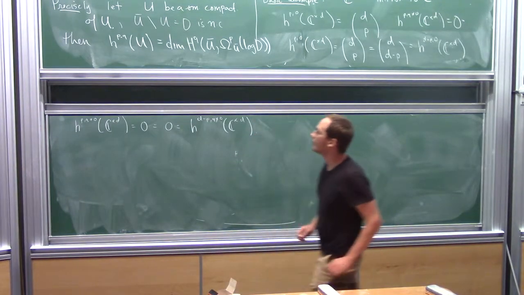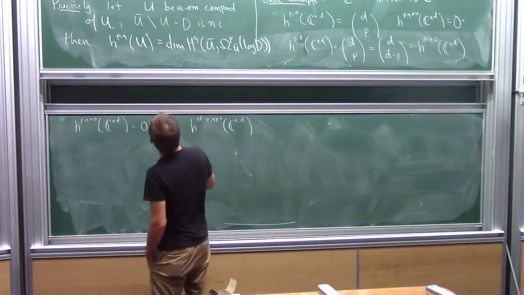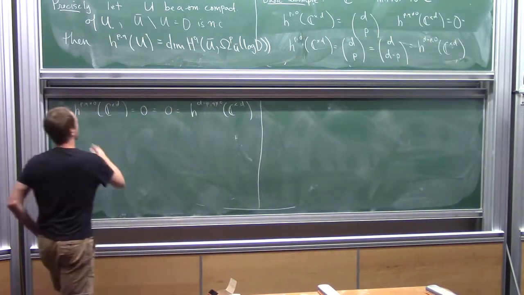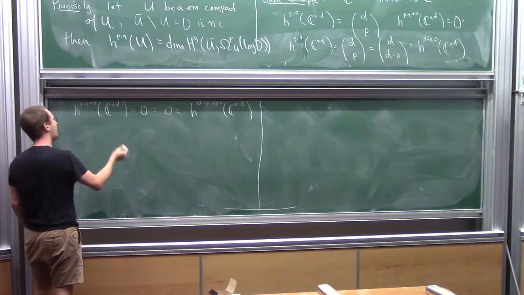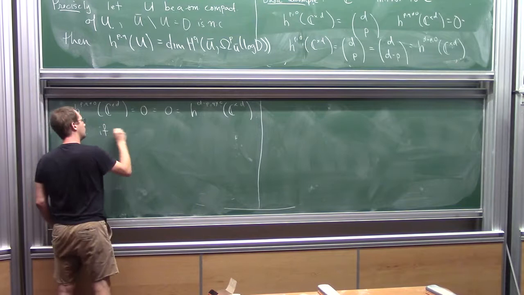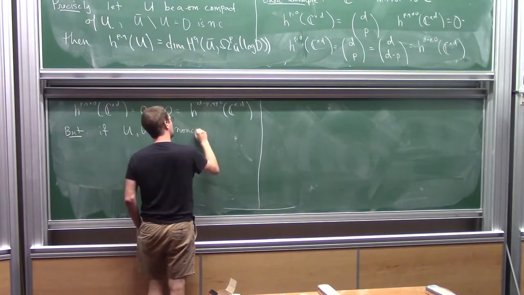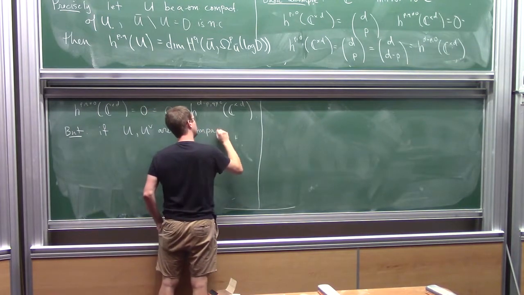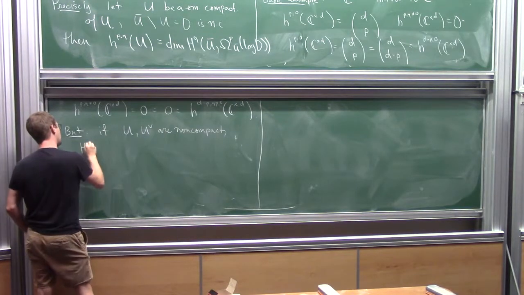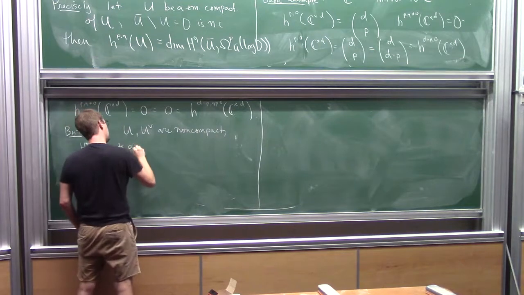So yeah, as Maxime suggested, there is also a weight filtration on this cohomology. Once U or U check are no longer compact, if U and U check are non-compact, cohomology admits a second filtration. So H star admits a weight filtration.